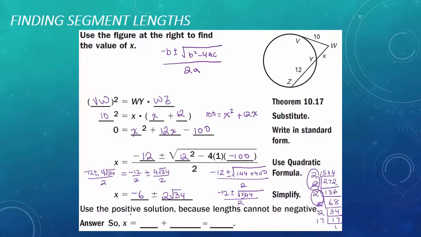And so X is the positive value of negative 6 plus 2 square root of 34, because what we're looking for, which is X, is a length, and you can never have a negative length. You can plug this into your calculator. So negative 6 plus 2 square root of 34 is just going to be 5.66. Alternatively, you could have just taken this value over here, negative 12 plus or minus the square root of 544 divided by 2, plugged the positive version into your calculator, and given the decimal answer as your solution.